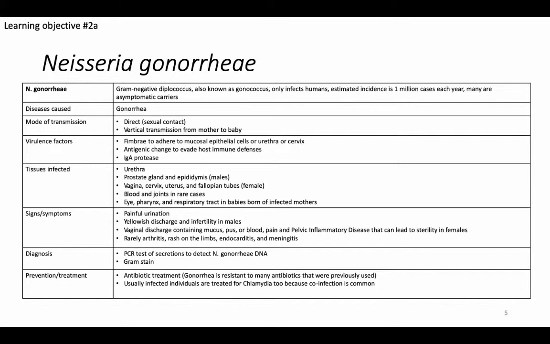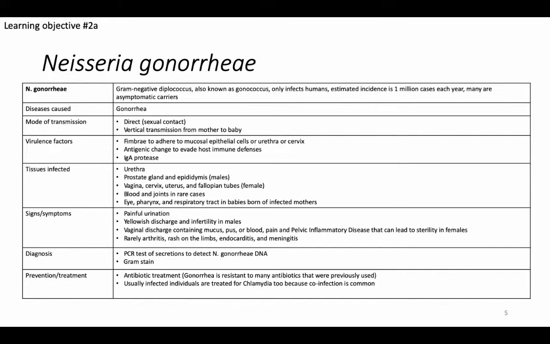The tissues infected, so in males we see the urethra infected. Often the female urethra can be infected as well, which is the tube for urine. In males, the infection can move inward and also affect the prostate gland and the epididymis. In the female, we see the vagina infected, and the infection can move more inward to the cervix, the uterus, and even the fallopian tubes.